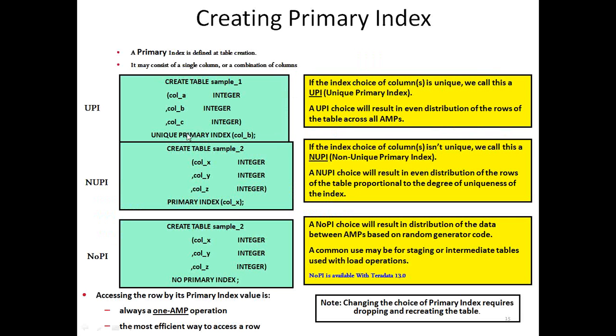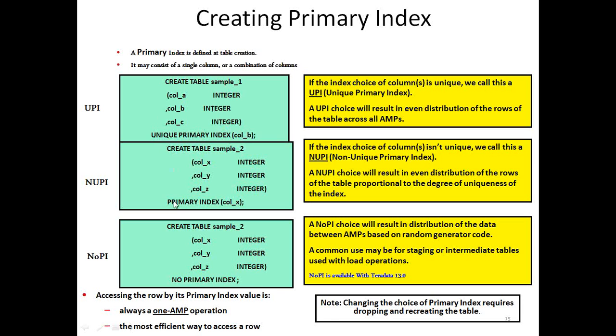So how do we create a primary index? These are the types of primary index and these are the syntax. We have to create a primary index at the time of table creation. How do we create a table? CREATE TABLE, the table name, the columns and data types separated with commas, and then finally we have to mention the index and the type of the index.